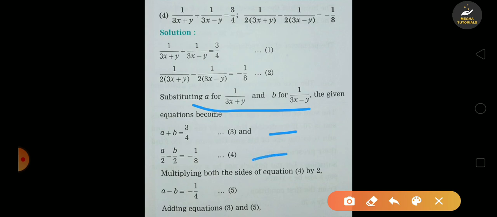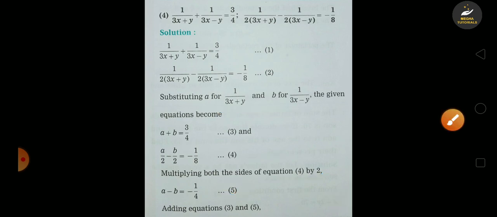Now in equation 4, the coefficients of a and b are in fraction form, so we will multiply equation 4 by 2 to remove this fraction form. So we'll get a minus b is equal to minus 1 upon 4, that is new equation 5. Okay, so now we will solve equation 3 and 5 simultaneously.